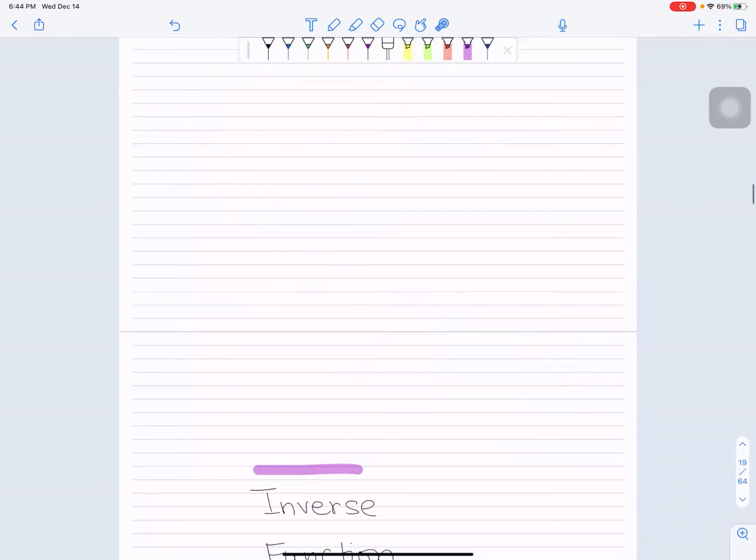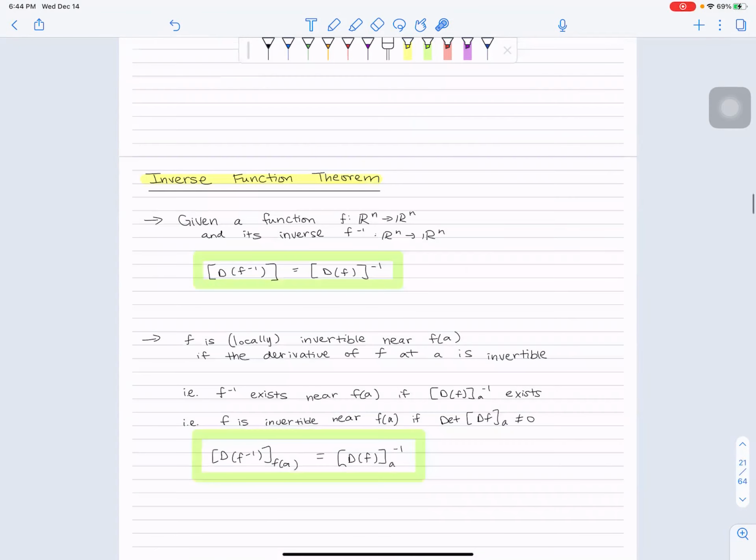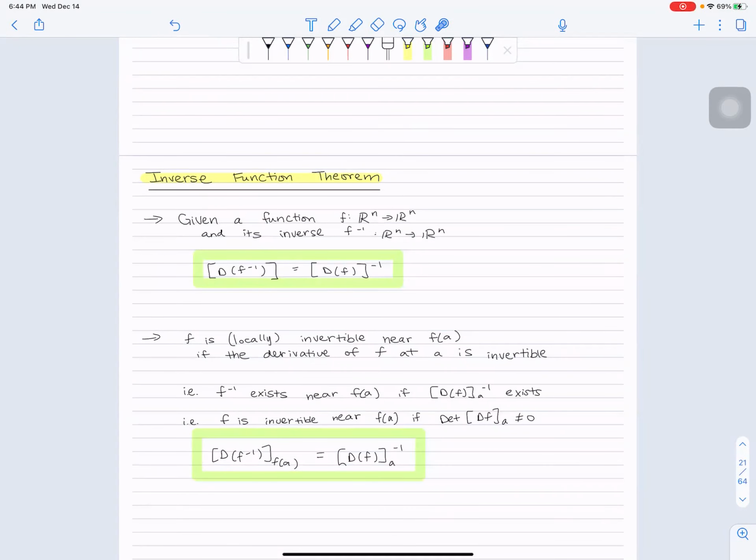Okay, let's do inverse function theorem. The idea with the inverse function theorem is that you have a function f. Instead of finding its inverse and then taking its derivative, which might be a lot of work, we can instead take the derivative of f first. And then because we have a systematic way of inverting matrices, we can take the inverse of that matrix. So the right-hand side is usually faster.